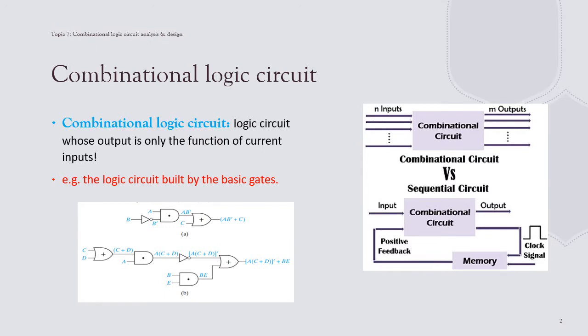Before we talk about that, there are two major types of logic circuit. One is called a combinational logic circuit. This is a circuit whose output is only a function of current input. The other type is called a sequential circuit. Its output is not just a combination of current input, but also a function of its previous output states. So that's called sequential. But today we only focus on combinational circuits.